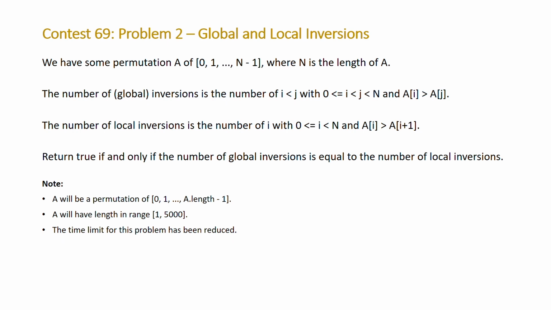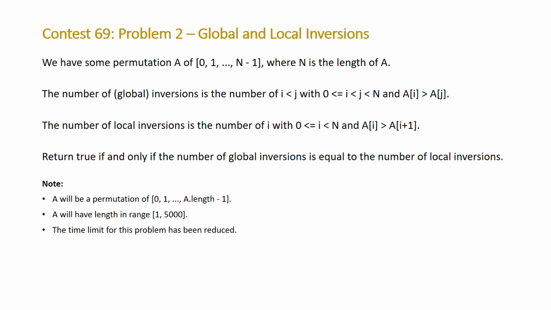LeetCode Contest 69, Problem 2, Global and Local Inversions. So the problem states, we have some permutation A of the integers 0, 1 to n minus 1, where n is the length of A. The number of global inversions is the number of indices i less than j, such that the element at i is greater than the element at j. And the number of local inversions is the same thing, but it only looks at indices that are right next to each other. So there are two ways to solve this problem.